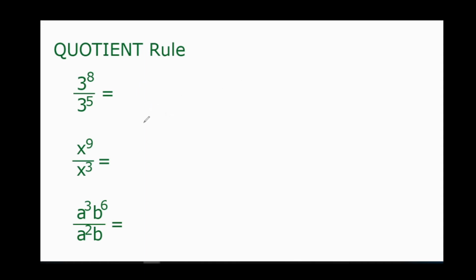So we have here 3 raised to 8 over 3 raised to 5. Again, since they have the same bases, copy the base and subtract our exponent. Numerator exponent minus the denominator's exponent. Now we have 3 raised to 8 minus 5, which is equal to 3 raised to 3 or 3 cubed. But this is not yet our final answer because we could still simplify 3 raised to 3, which means 3 times 3 times 3. And that is equal to 27.